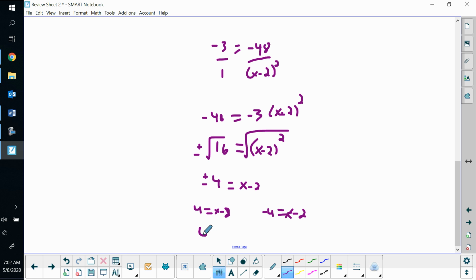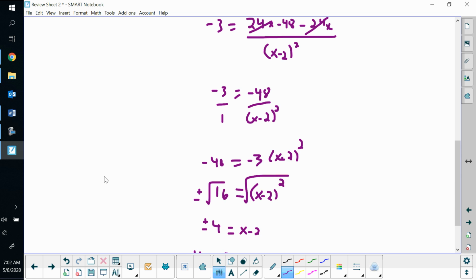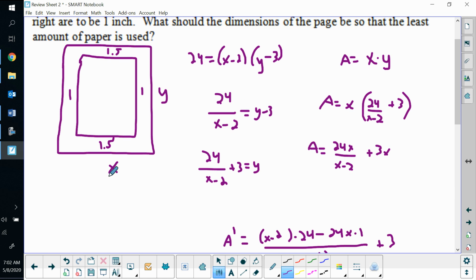Add the 2 over in each case, we get x equals 6 and x equals negative 2. Well, x represented a length in our paper, which we can't have a negative, so we can reject it. So we don't have to do the number line because it's only one thing. And then we just need to find the y as well because they wanted the dimensions.